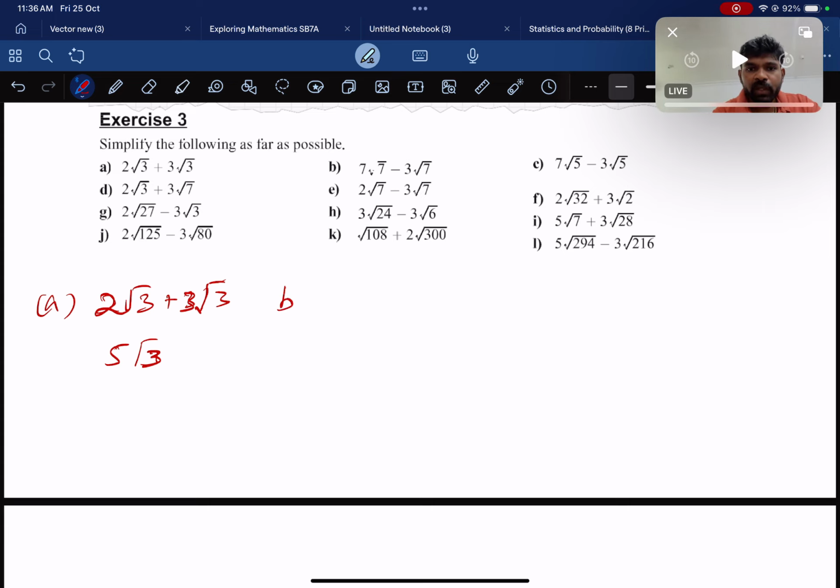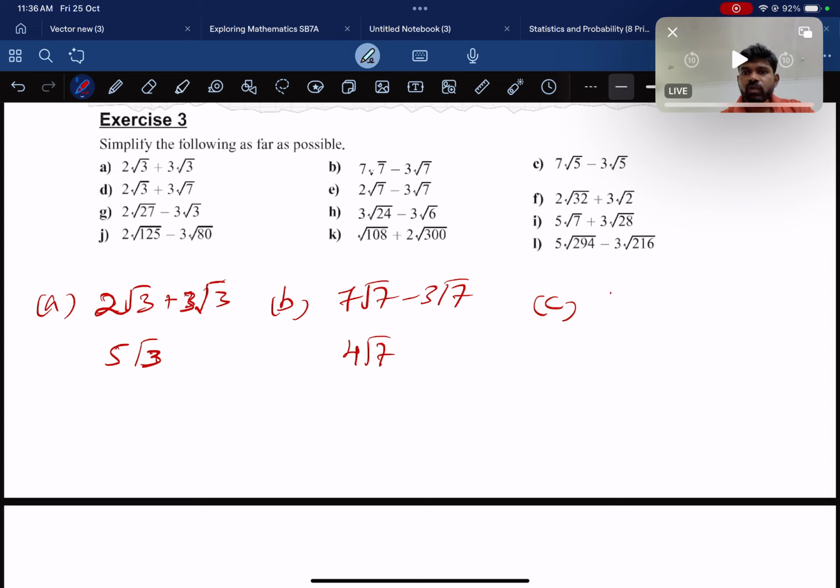So for the B part, 7 root 7 minus 3 root of 7. You know that root of 7 is common for both the surds, 7 root 7 and 3 root of 7. Root 7 is common for both the surds, so we can just subtract the numbers with the numbers. So 7 minus 3 is 4, so 4 root of 7 will be your answer.